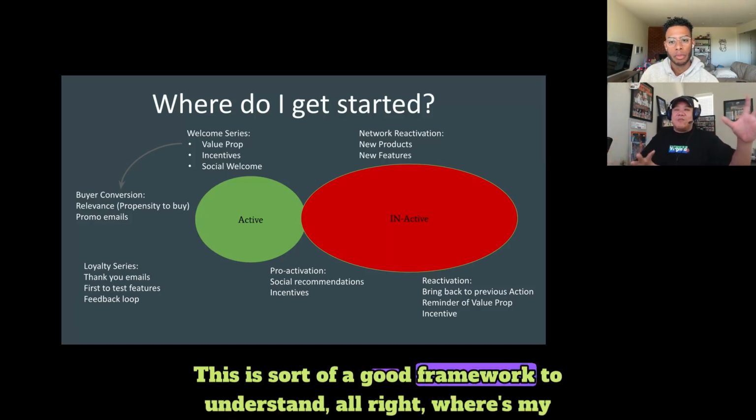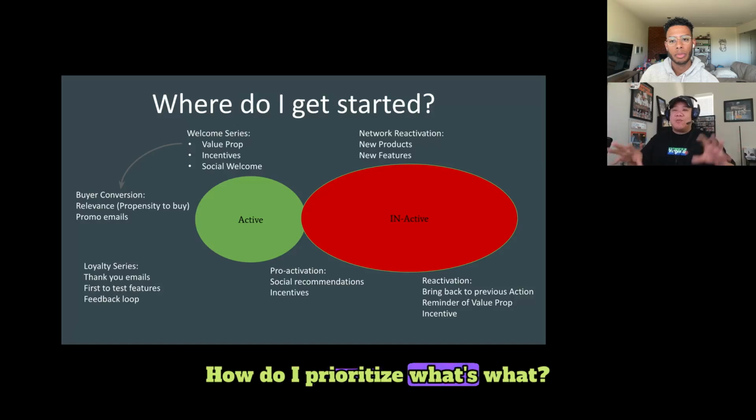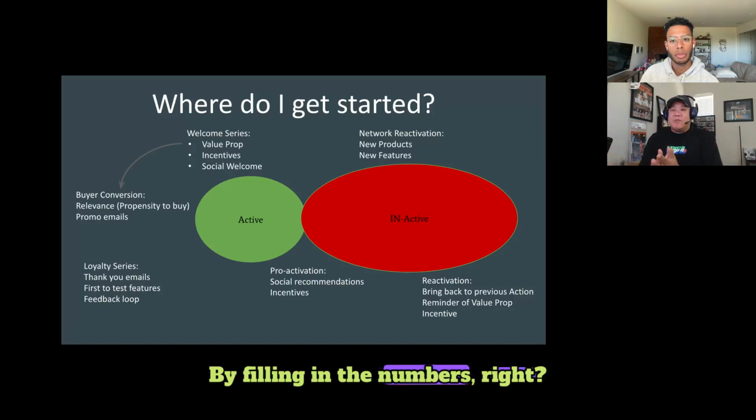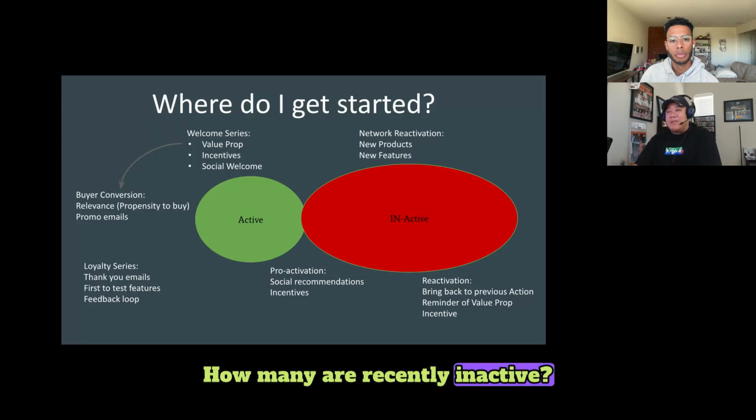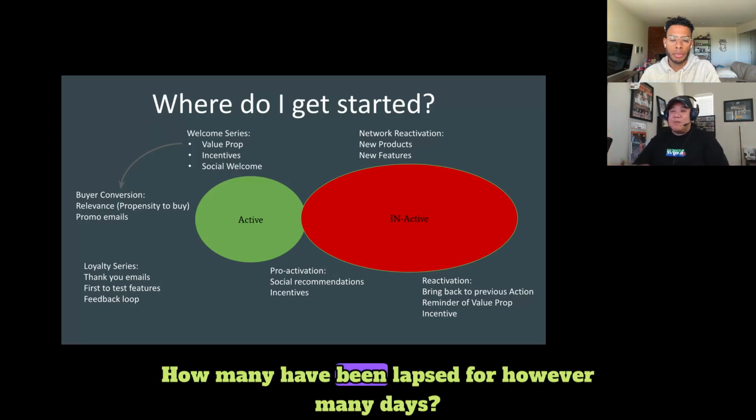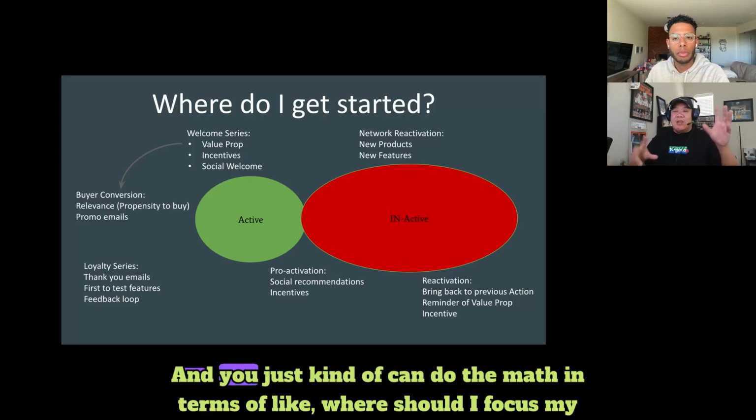And this is for me, and I think you can jump into this as well, a good framework to understand. All right, where's my biggest opportunity? How do I prioritize what's what? By filling in the numbers, right? Like how many are new? How many are active? How many are recently inactive? How many are totally inactive? How many have been lapsed for however many days? And you can just do the math in terms of where should I focus my energy?